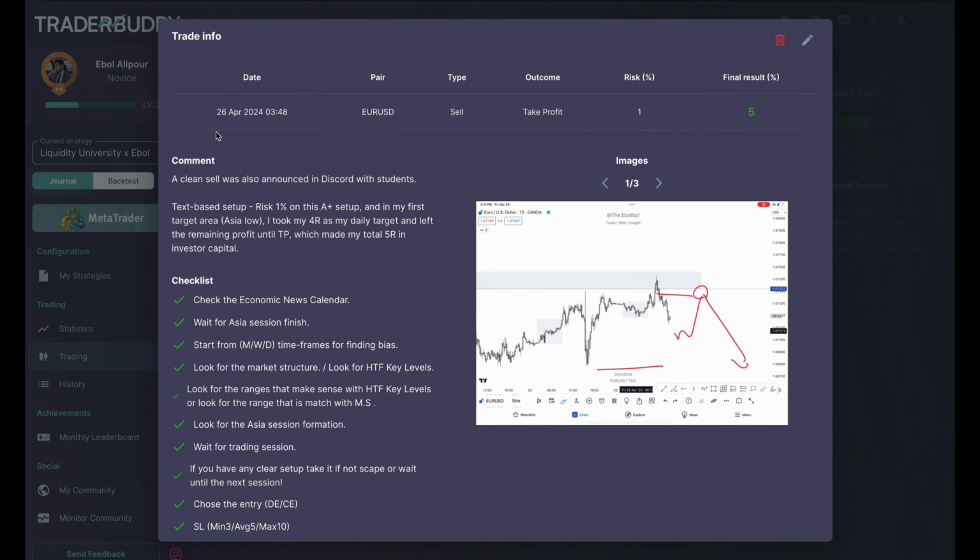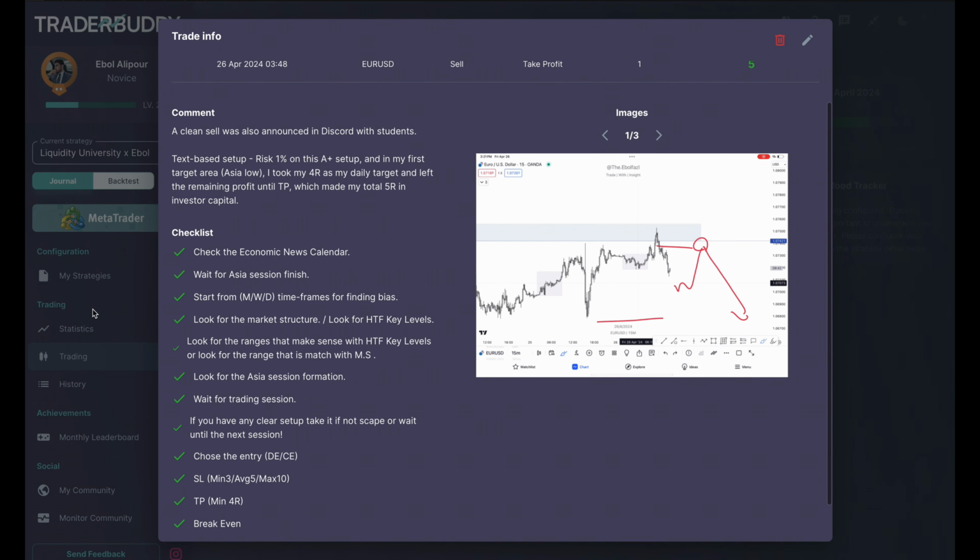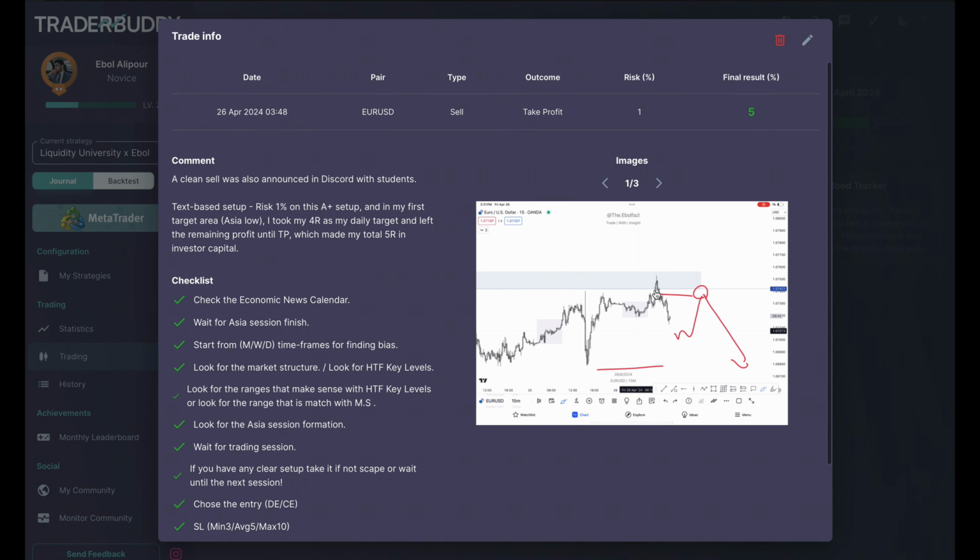So what we can see here, 26th of April, let's say 3:48 p.m., EURUSD sell, an easy take profit, that's my TP, and 1% risk on the investor account, and the final result was an easy 5R. As you can see, I had my key level here.